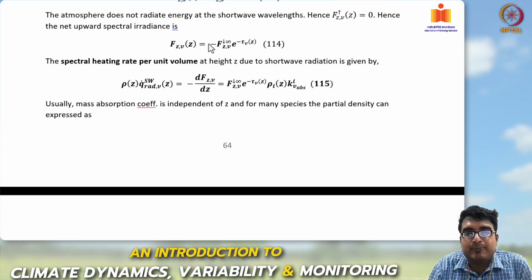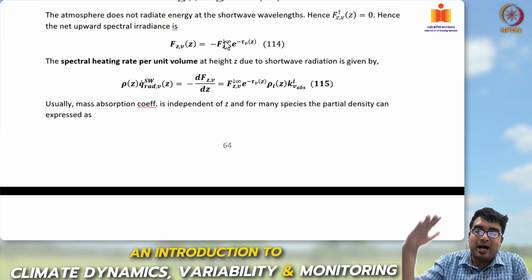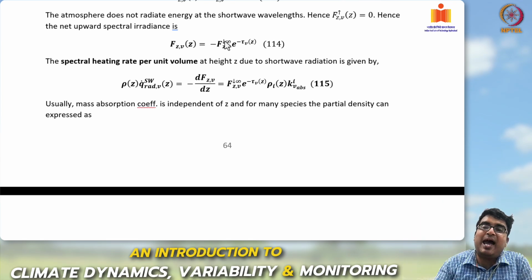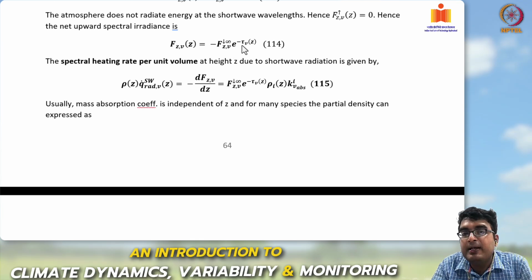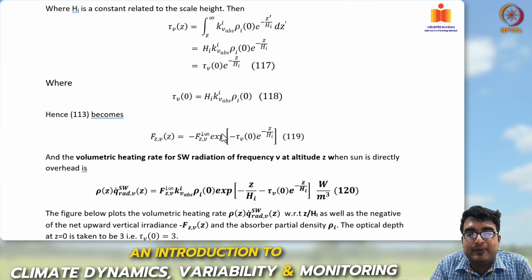So this expression here, equation 11.14, F_z,nu at z is F_z,nu at infinity, that is the downward shortwave solar radiation at infinity in that frequency nu, into e to the power minus of this optical depth, and we can write that as exponential of minus tau_nu0 e to the power minus z by H_i. So there is a double exponential term. So exponential, and within that is another exponential. So just be a little bit careful about this expression.